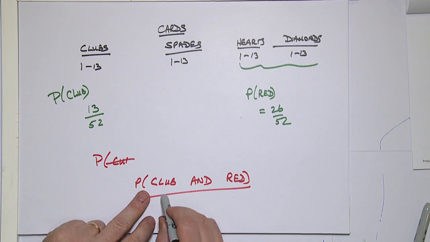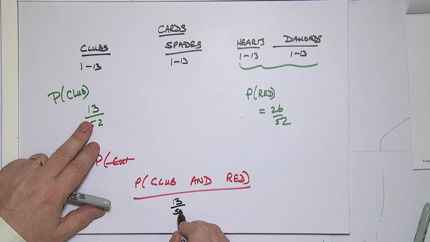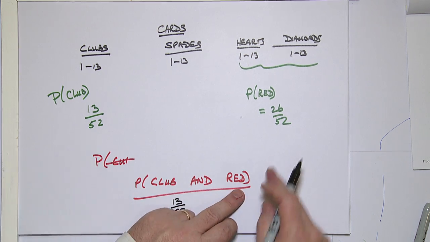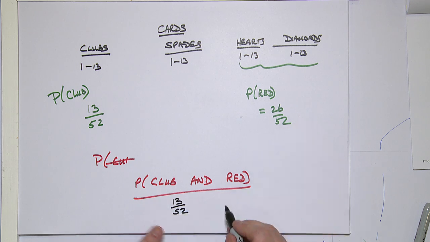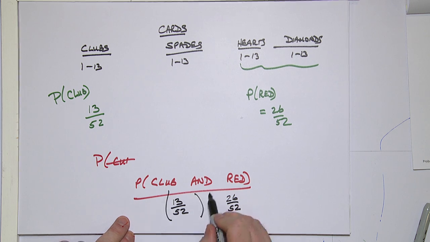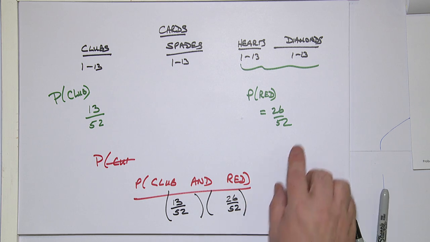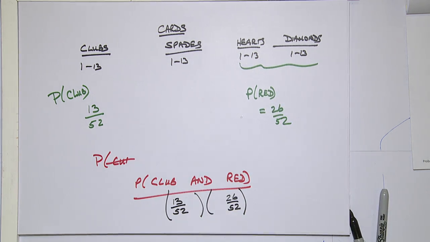What's the probability of getting a club first? 13 over 52. What's the chance of getting a red? 26 over 52. This is the first one, this is the second one. I might multiply them by each other, but would it be different if I didn't put the club back? If I didn't put the club back, how many cards would there be left? 51. So would I have a better chance of getting a red then? Yeah. So that's really what this is about.